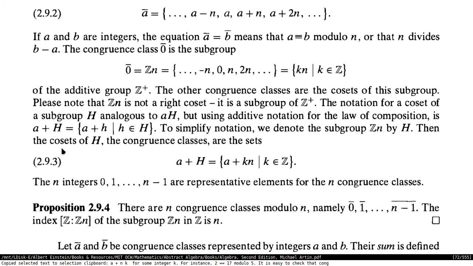So the thing that you have to remember is that Zn is not really a right coset. It is a subgroup of Z plus, right? It's not a right coset. It's just that you're multiplying the n on the right side for each integer k.